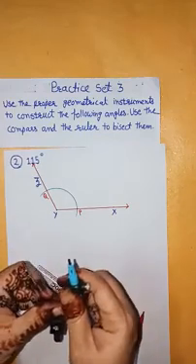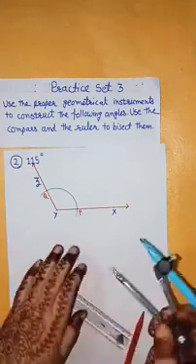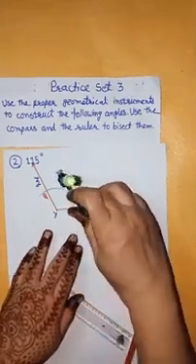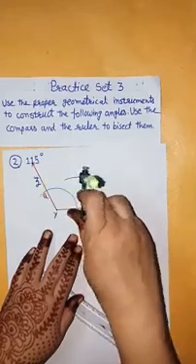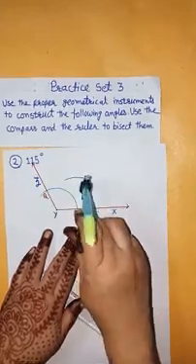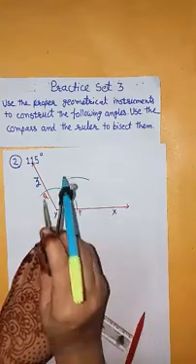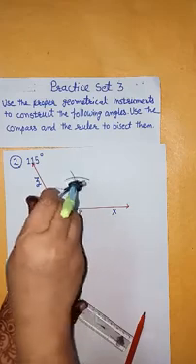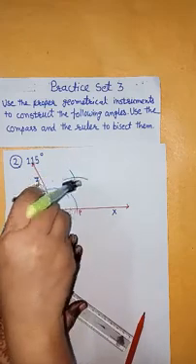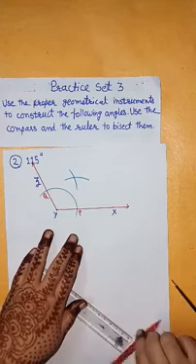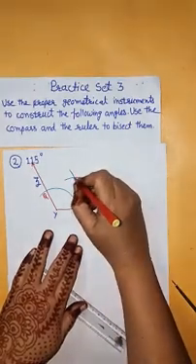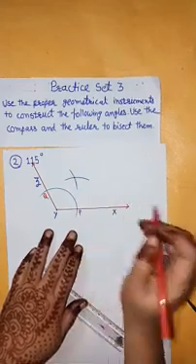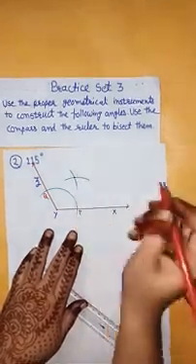Again, take sufficient distance between the two arms of the compass and first keep the steel point on point P. Draw an arc in the interior of the angle without changing the distance. Keep the steel point on point Q and intersect the previous arc. Here we get the point of intersection. Now you have to mark this point of intersection with the point and write down the name of this point as R.